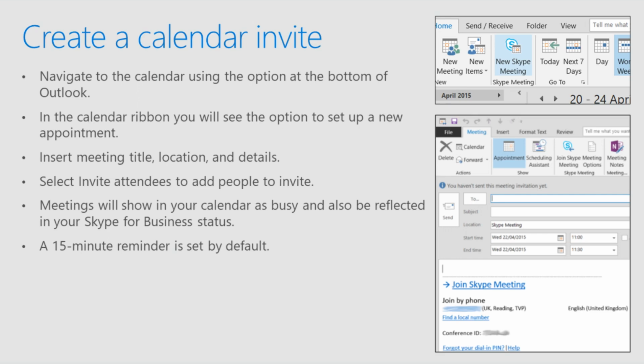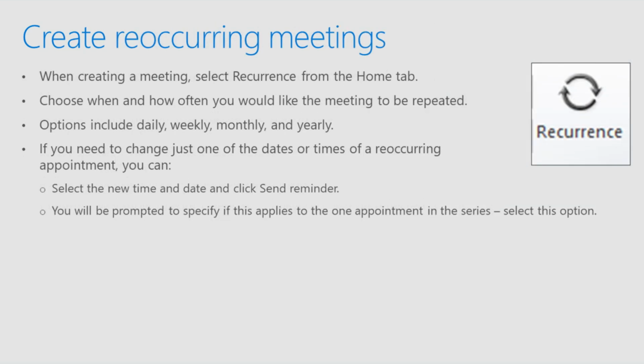By default, a 15-minute reminder is set for your meeting and any participants in that meeting. However, you can change it in a variety of different ways. You can add a recurrence to a meeting. What this means is that this meeting will repeat. Maybe you want to have a meeting every Wednesday at 1 p.m. Or maybe you want to have a meeting once a month at 1 p.m. on the first Wednesday. This is something you can do in Outlook. You can choose when and how often you'd like a meeting to recur. You have options for daily, weekly, monthly, and yearly.